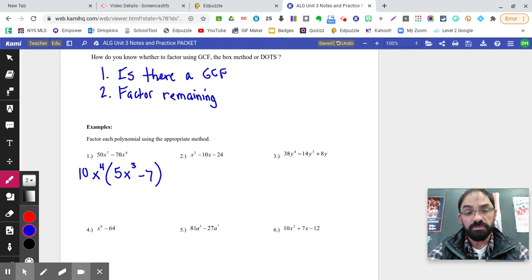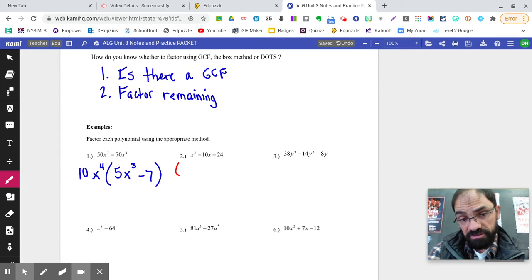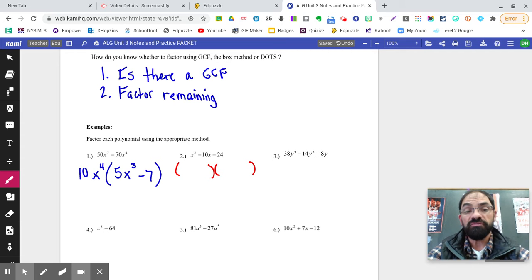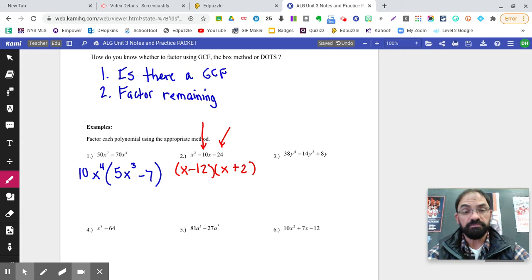In number 2, is there a GCF? They don't all have an x, so there's no GCF. So let's look at factoring into two parentheses. The leading coefficient is 1, so I can just break this up into x times x. So what I'm looking for is factors of the last term that add to get the middle term. So factors of 24 that add to get negative 10 is negative 12 times positive 2. They add to get negative 10. They multiply to get negative 24. And I'm done.